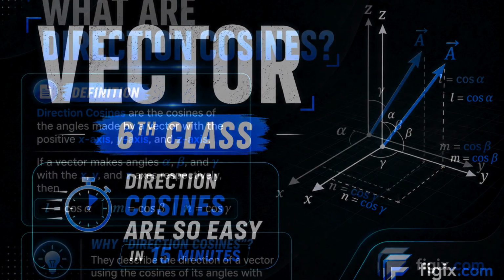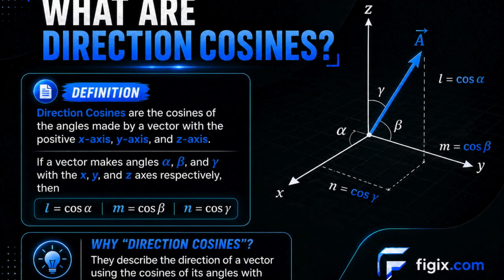Then let's go. Direction cosines are the cosines of the angles that a vector makes with the positive x-axis, positive y-axis, and positive z-axis. If a vector A makes angle alpha with the x-axis, angle beta with the y-axis, and angle gamma with the z-axis, then the direction cosines are represented by L, M, and N, where L equals cosine alpha, M equals cosine beta, and N equals cosine gamma. These three values tell us the exact direction of the vector in space. They are called direction cosines because they are obtained by taking the cosine of the direction angles.